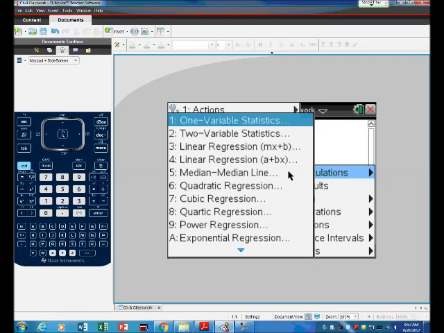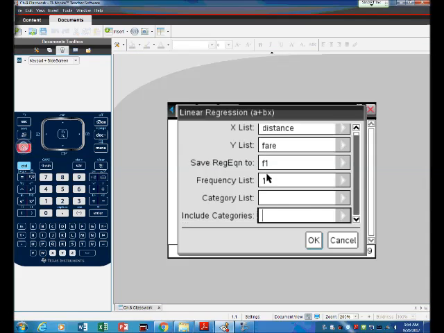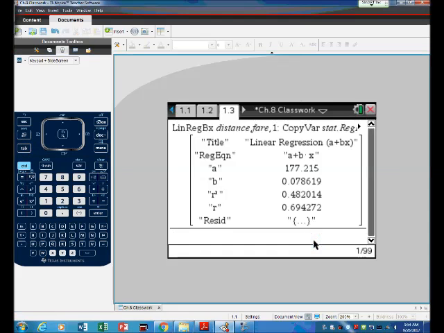We said the explanatory was distance. The response, or your y value, is the price, or fare. And I want to point to your attention here. It says save regression equation to F1. We're going to use that later on. So if yours says F2, just make a note that you need to make sure that when you're typing stuff in, you use F2. But for mine, it says F1. Everything else you can leave the same. So I'm going to just tab down to OK. And then it's gone ahead and given me the regression equation.